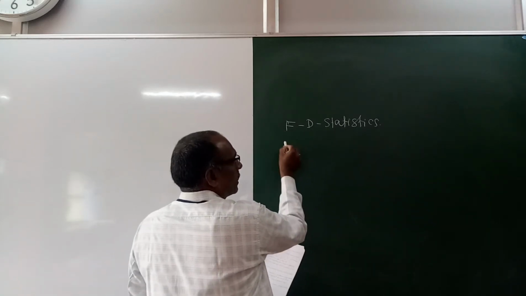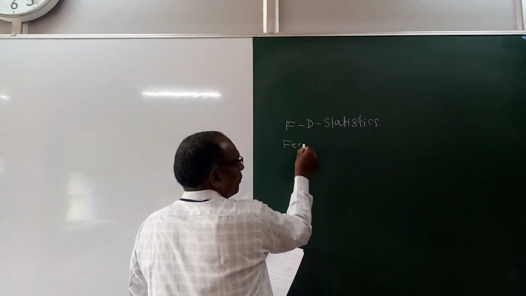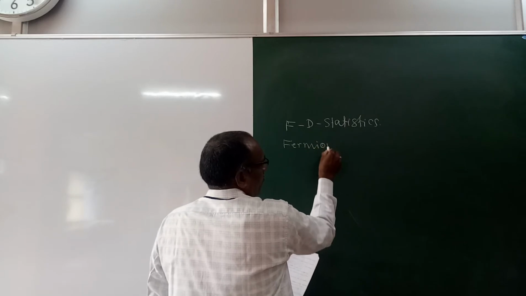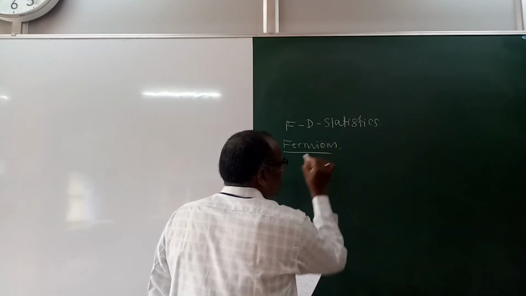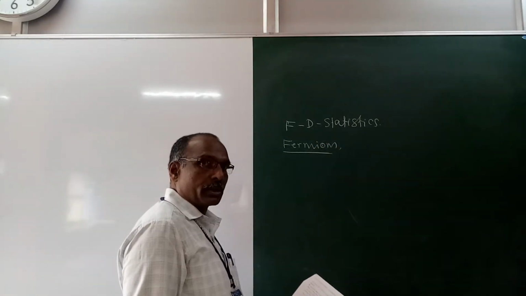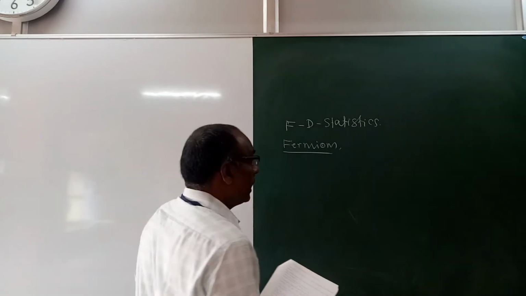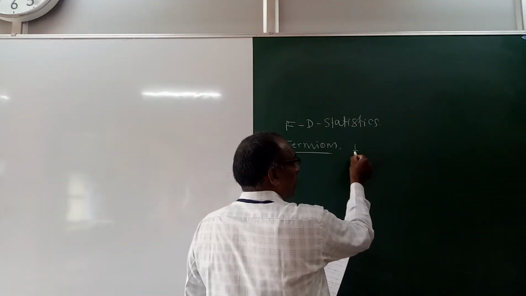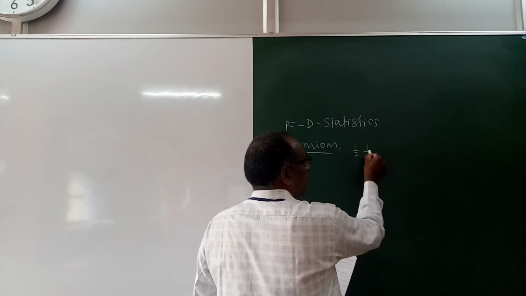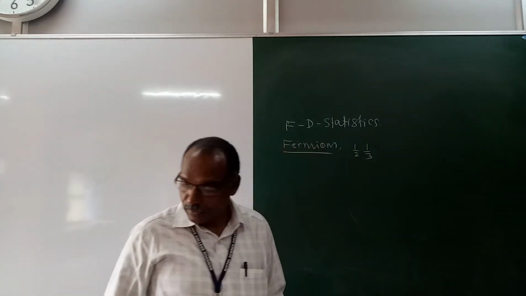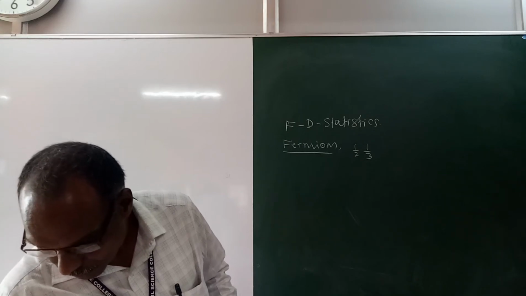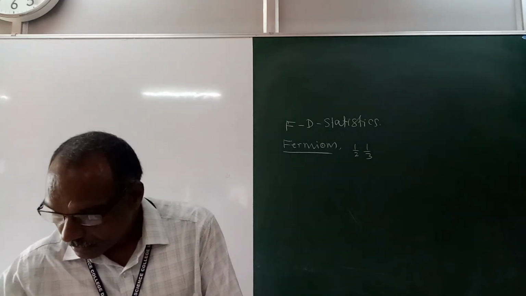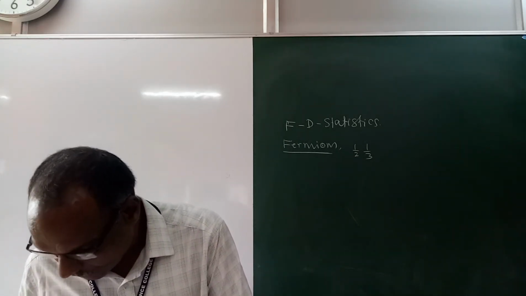The particles are called fermions. These particles are also identical but indistinguishable, and they have half-integral spin, 1 by 2, 1 by 3 and so on. The fermions, you can say.